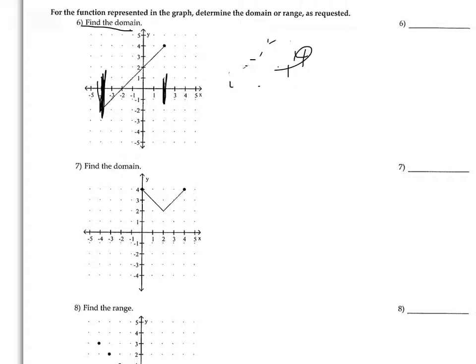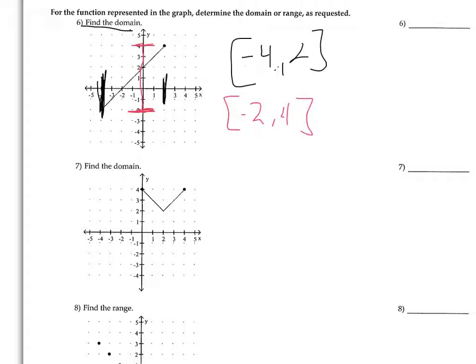So the domain of this starts from the lowest value of x and runs to the highest value. So it starts at negative 4, and then runs all the way up to 2. Now, it's not asking us for the range of this, but if we're looking for the range, it starts at negative 2 and goes up to 4, so the range would be negative 2 to 4.